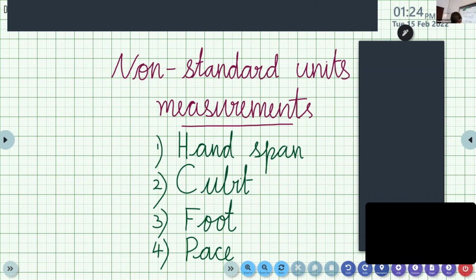Okay, enough. Darshan, tell me handspan. Unmute. Okay, tell me. HAND. SPAN. Okay. Second one, cubit. CUBIT. Third one, foot. FOOT. Okay, very good. PACE. Pace we'll discuss tomorrow.